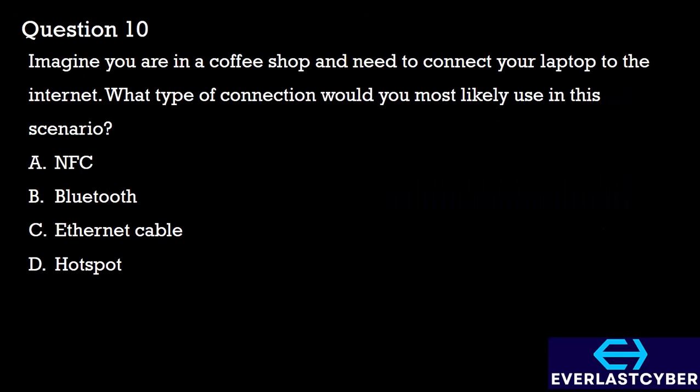Question 10. Imagine you are in a coffee shop and need to connect your laptop to the internet. What type of connection would you most likely use in this scenario? A. NFC. B. Bluetooth. C. Ethernet cable. D. Hotspot. The NFC is used for very short-range communication like contactless payments, so it would not be suitable to connect to the internet. Bluetooth is used for short-range data transfer between devices like headphones and the mouse, but it is not used for internet access.